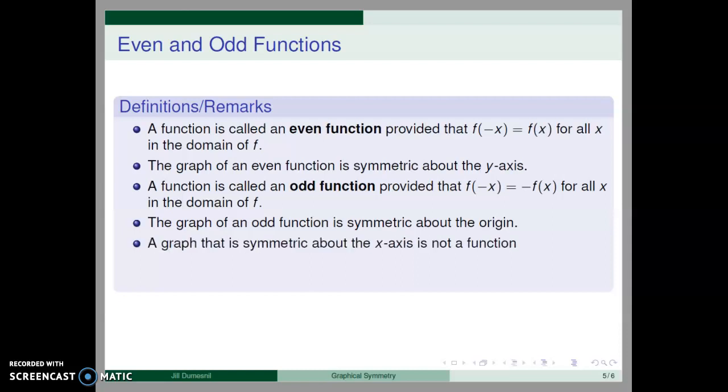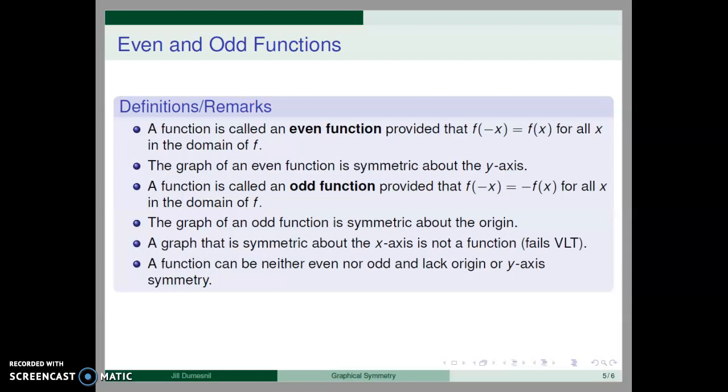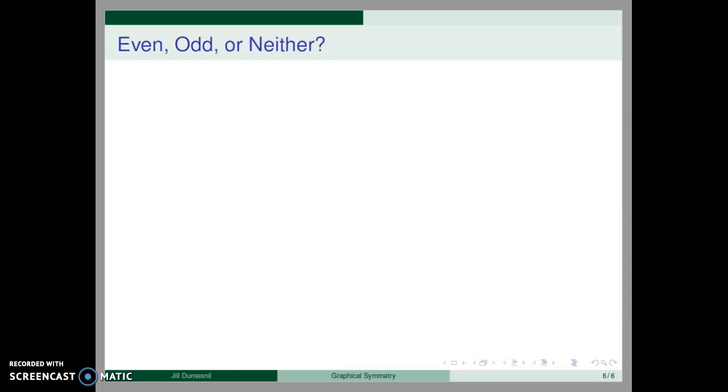Recall that a graph that is symmetric about the x-axis cannot be the graph of a function. This is because the graph fails the vertical line test for a function. It is possible for a function to be neither even nor odd and lack origin or y-axis symmetry. Let's consider three examples in which we want to determine whether a given function is even, odd, or neither.